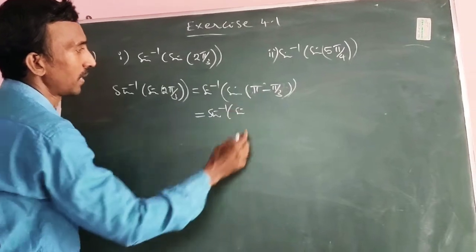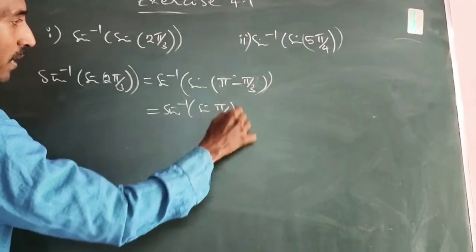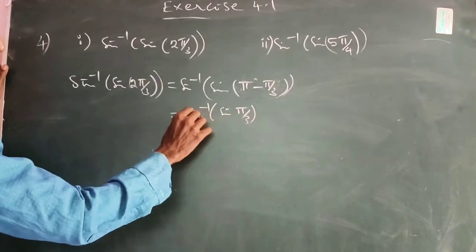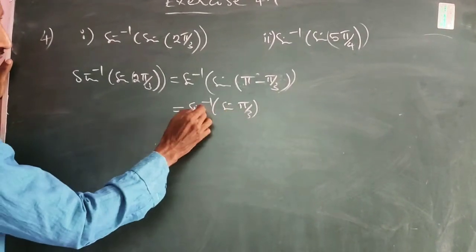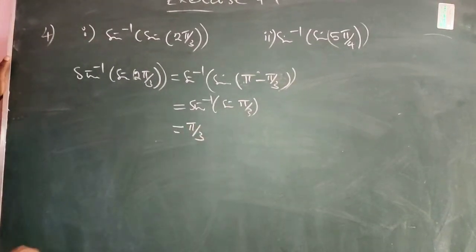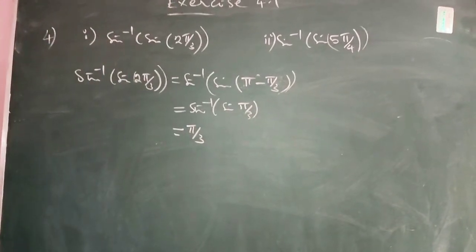Okay, so sine is nothing but sine (180 minus theta) equals sine theta. So now it is in the principal domain. We can apply the inverse, sine inverse of sine cancels, and we are getting pi by 3. Similarly, work out the second question.